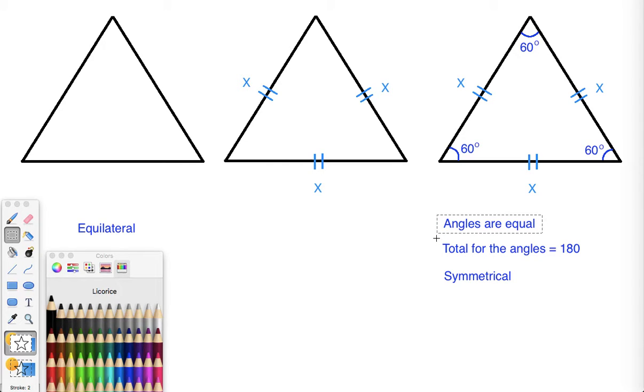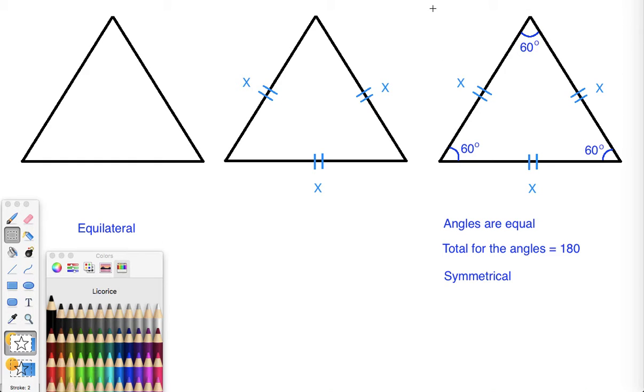And because we know that the angles for a triangle add up to 180, and because all the angles are equal to each other, 180 divided by 3 means that each of your angles is equal to 60. One more property about equilateral triangles: if you're just looking at the triangle, I think you can tell that this is a symmetrical shape. The left side and the right side look the same.